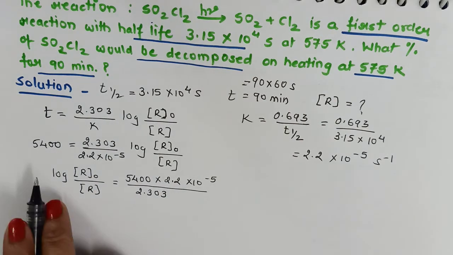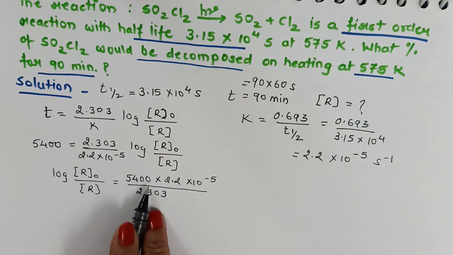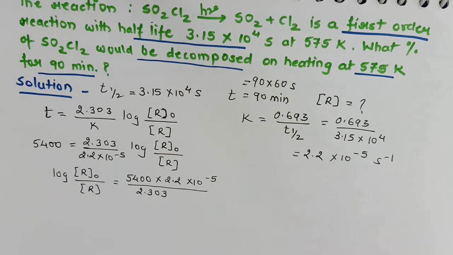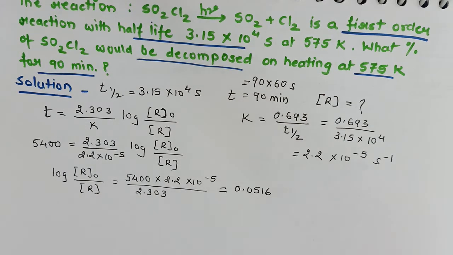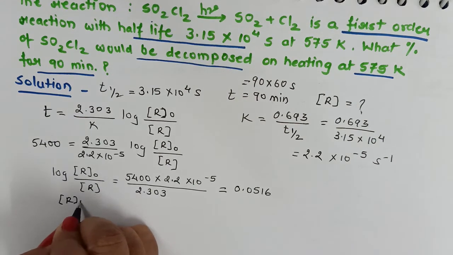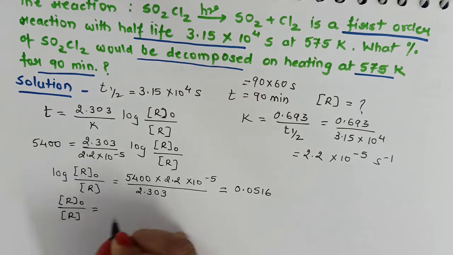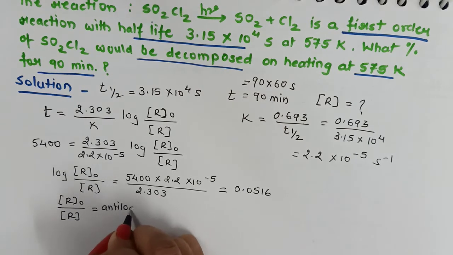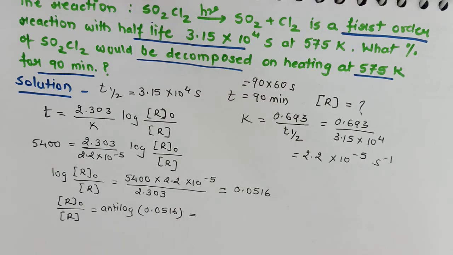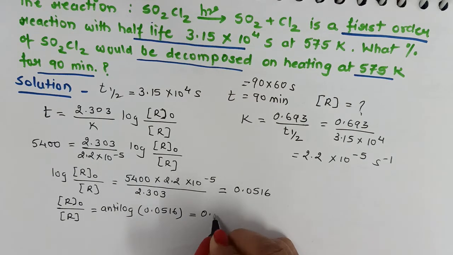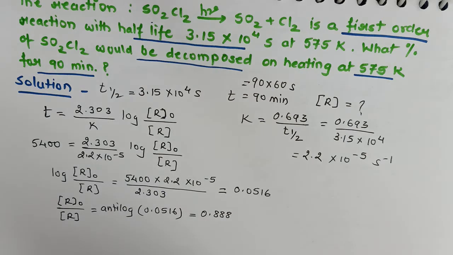Transposing the terms, we'll get log R0 upon R equals 5400 into 2.2 into 10 to power minus 5 divided by 2.303. This comes to be 0.0516. Now we have got the value of log R0 upon R. So R0 upon R will be equal to antilog of 0.0516, and we get that answer equals 0.888. Now still the solution is not complete.